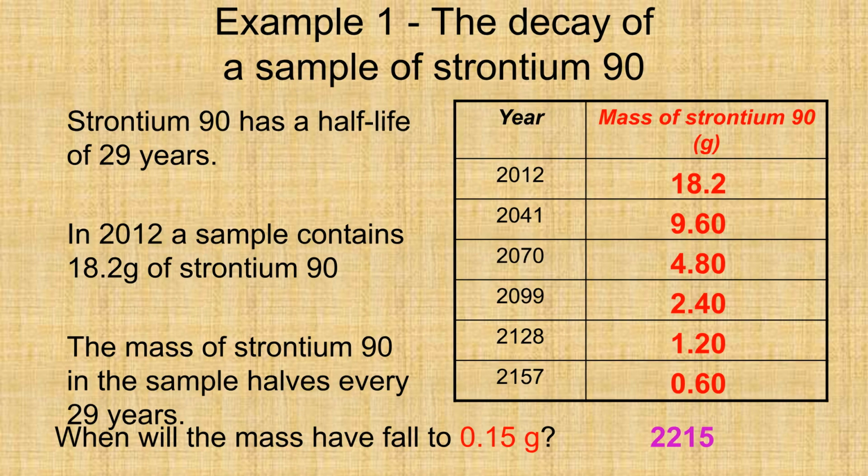Here is an example problem. Strontium-90 has a half-life of 29 years. If a sample contains 18.2 grams in 2012, we can calculate when the mass will fall to 0.15 grams.